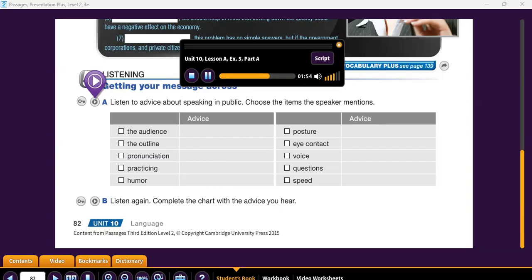Posture is very important. Don't stand up there like a stick, holding on to the table or podium with both hands. Try to look relaxed and natural, even if you're feeling a little nervous.